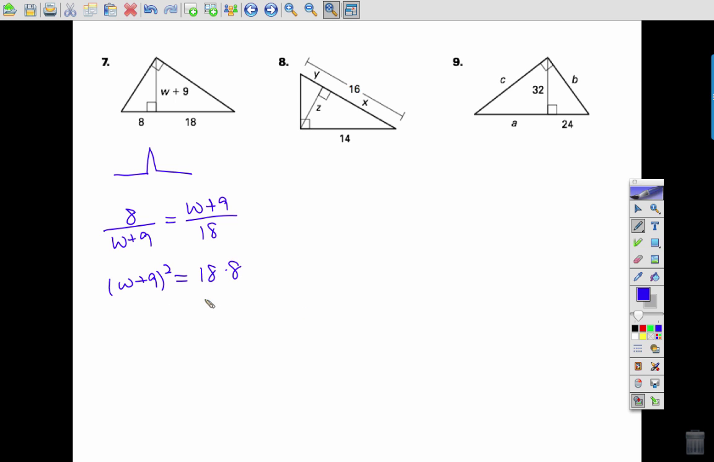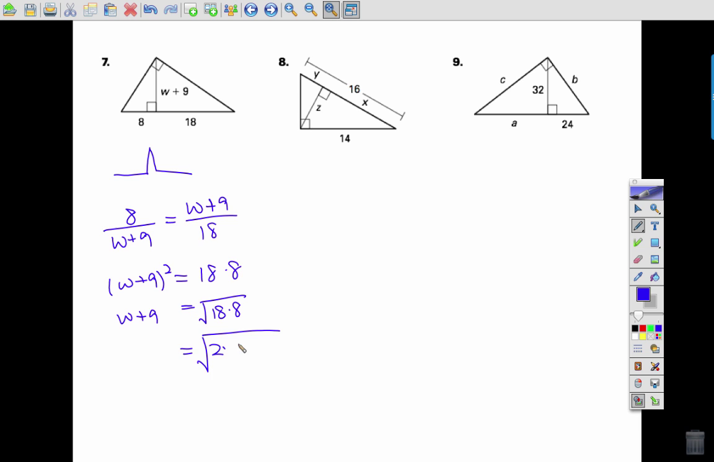There are different ways of solving it. Let's see if we can do it this way. One way we can do is take a square root on both sides. I would have 18 times 8. Then I can factor this inside, see if I have perfect squares.